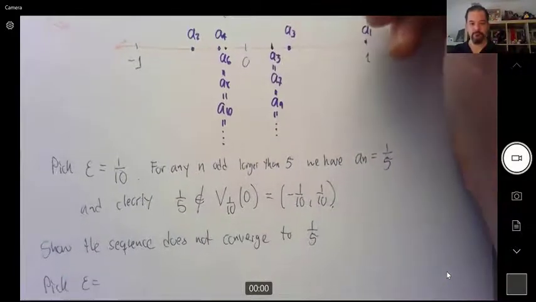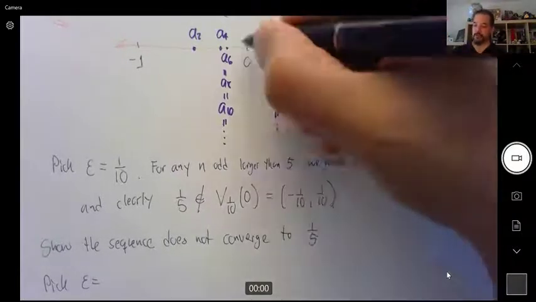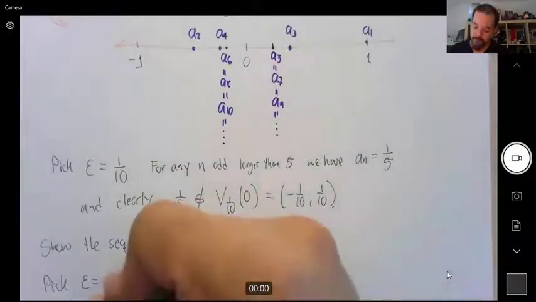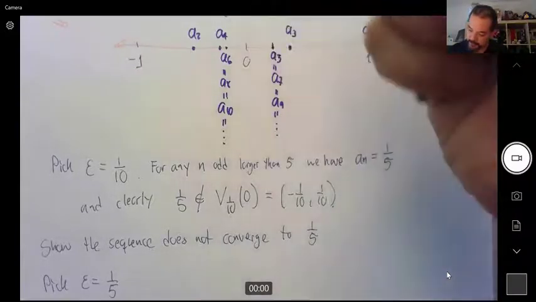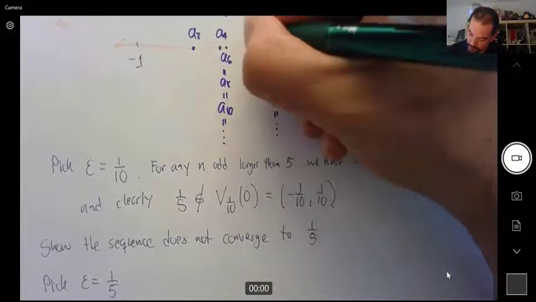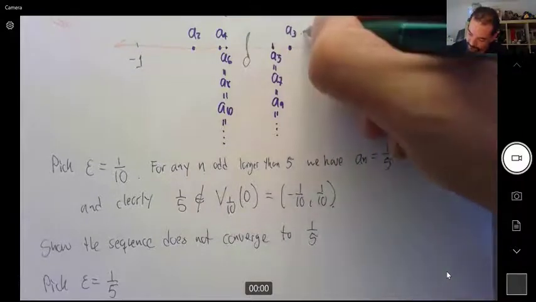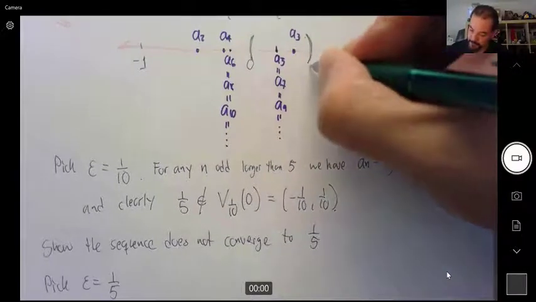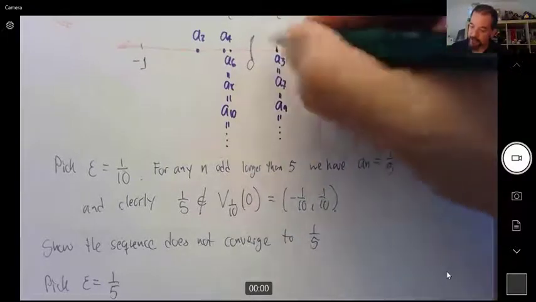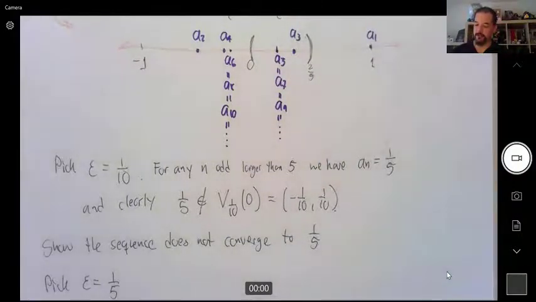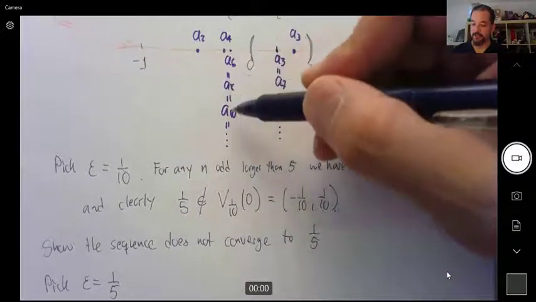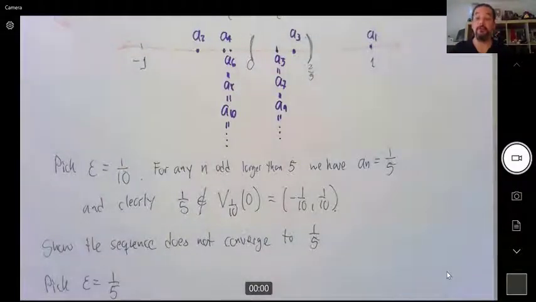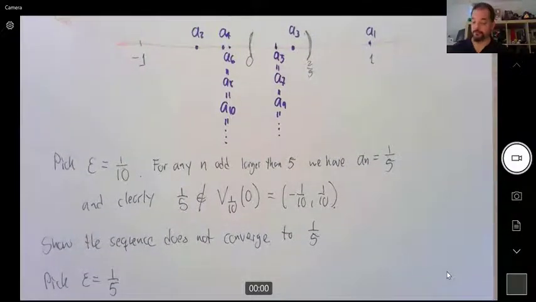It can still be 1/10. Yeah, 1/10 would still work. But I'm going to make it easy, and I'm going to pick an even bigger one. I'm going to pick 1/5. Pick epsilon equals 1/5. So if I make the interval of size 1/5, it would be from 0 to 2/5, right? And what are the elements that are excluded? Well, this time the elements that are excluded are the even ones, right? The a_6, a_8, a_10, all of those are excluded because they are all equal to negative 1/5.